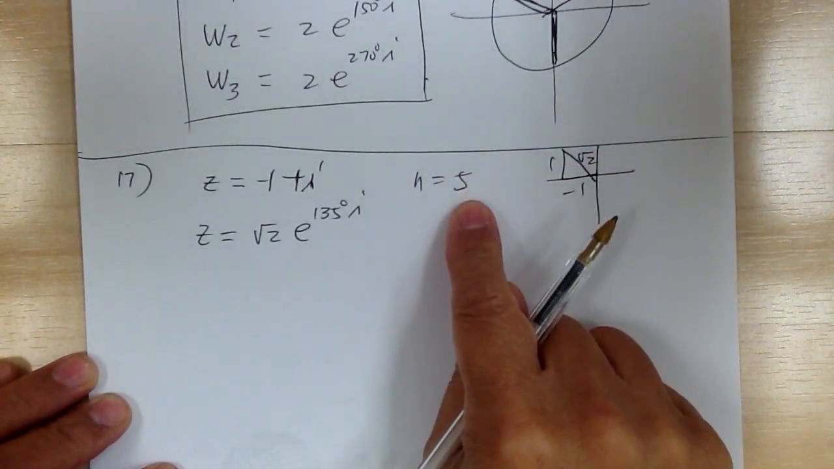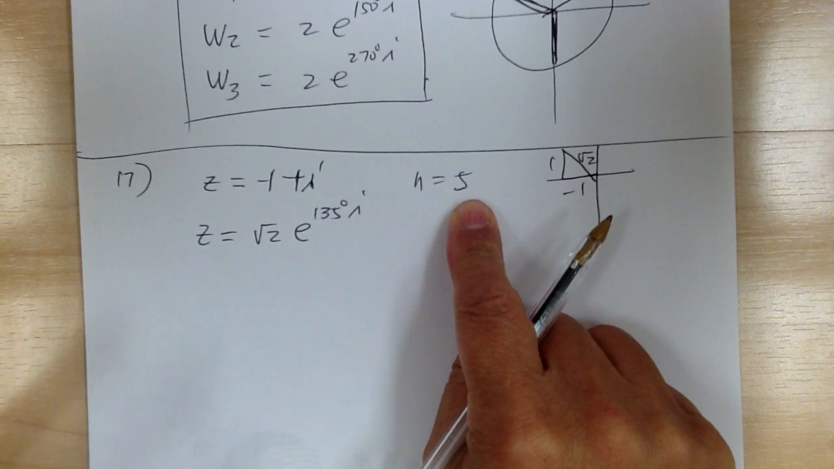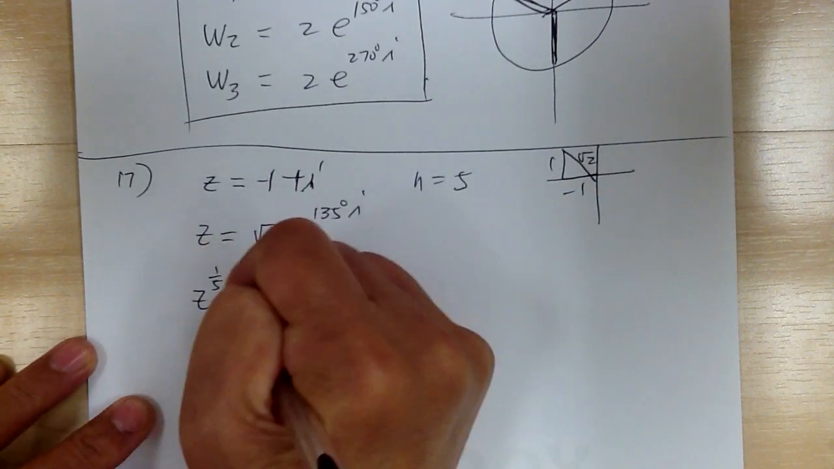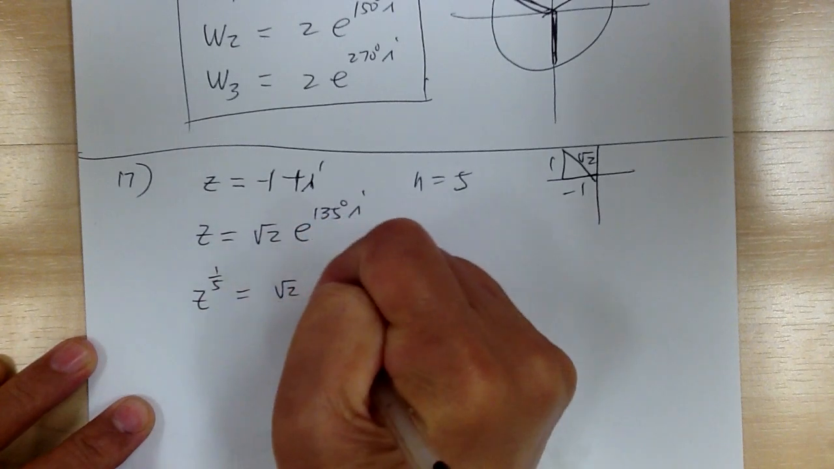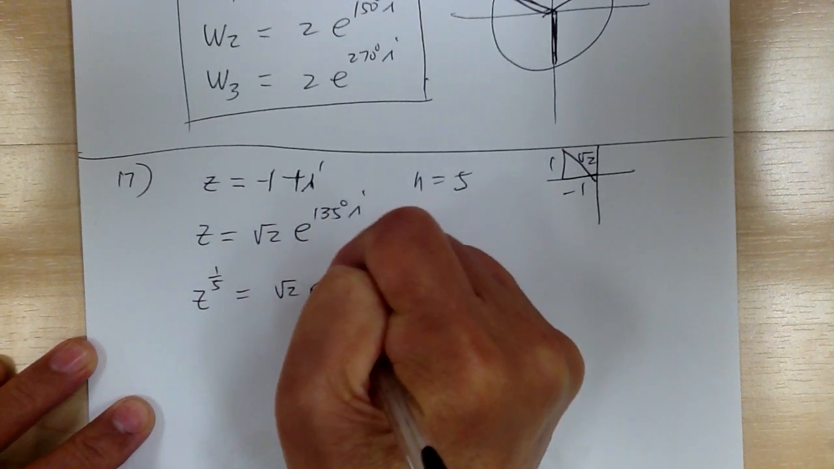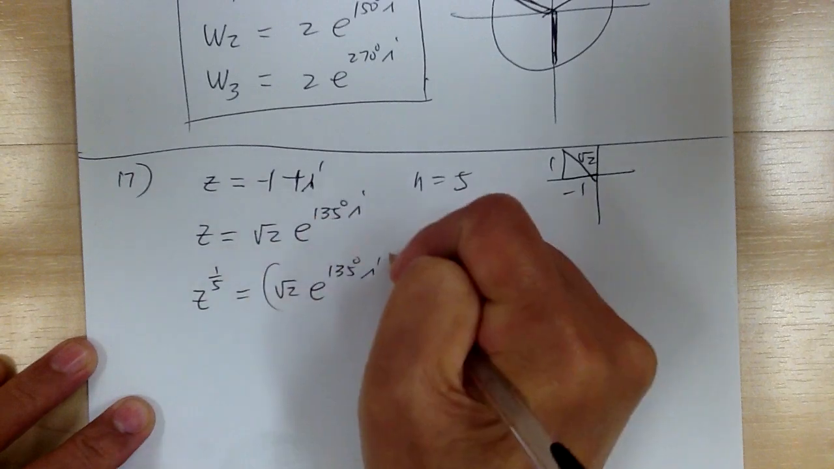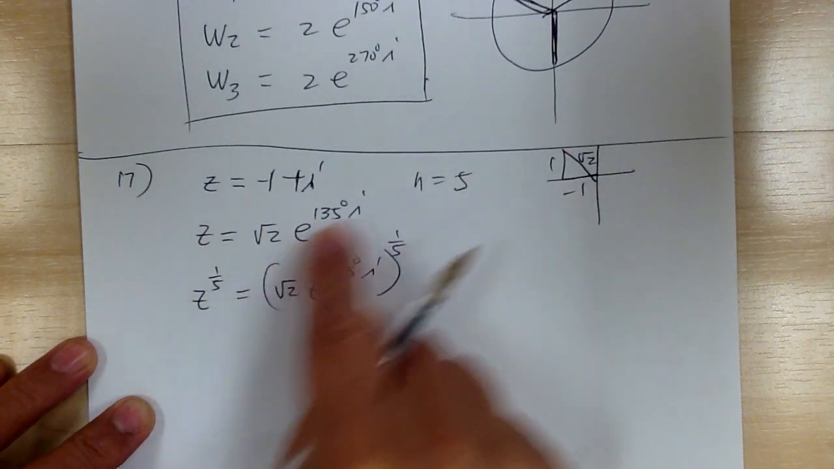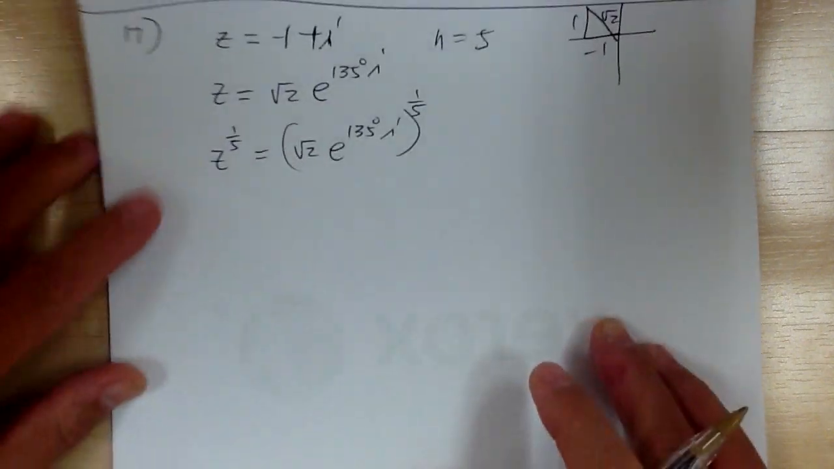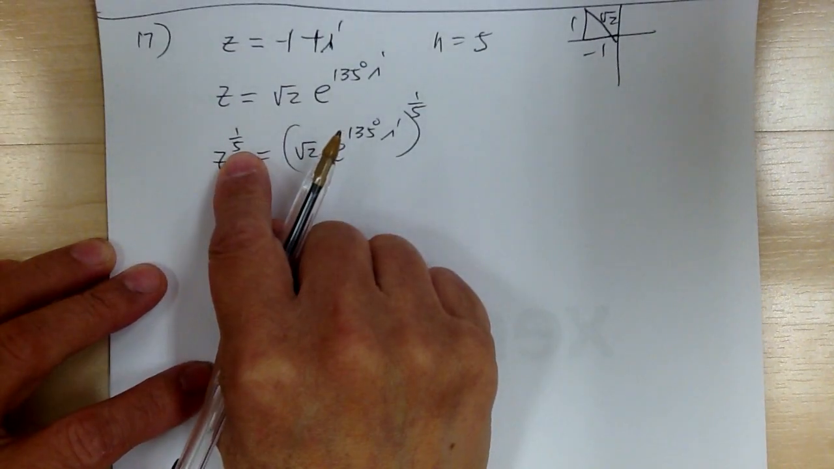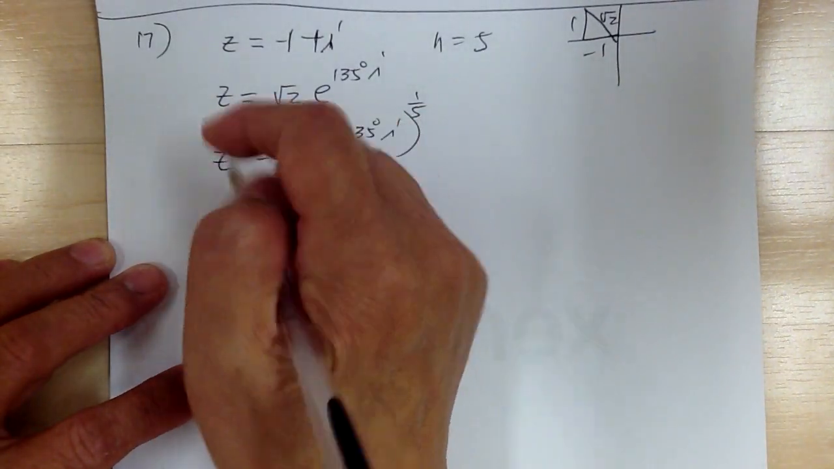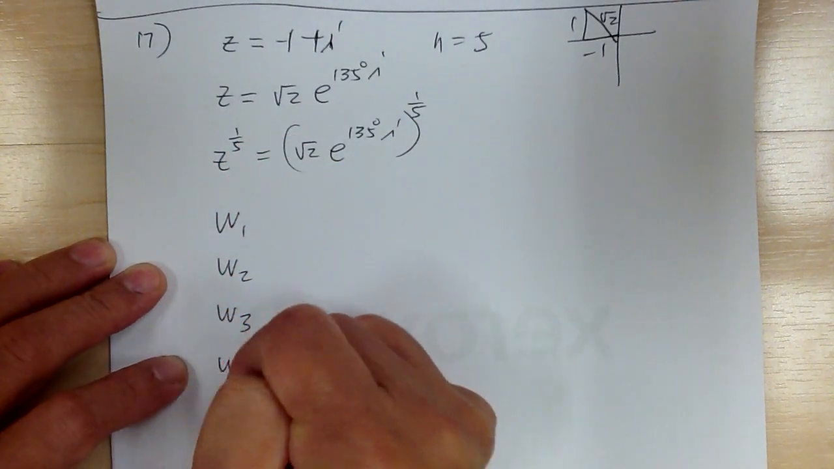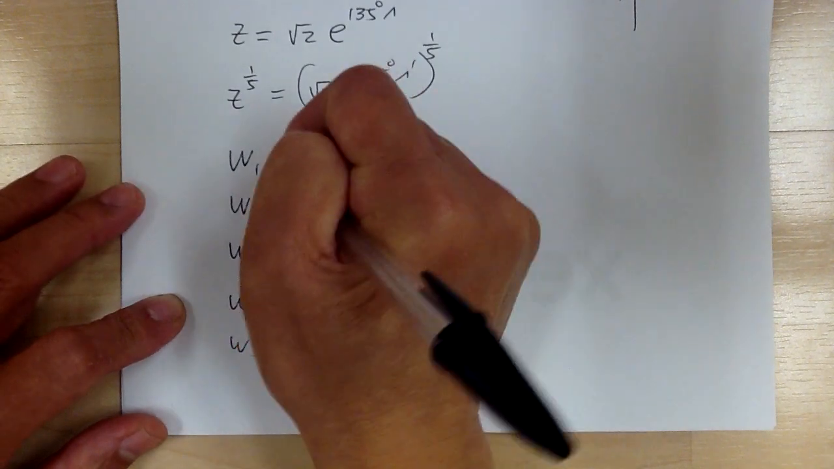So again, when n equal to 5, when you're looking for the fifth root, you're going to get 5 answers. So you take z to the 1 over 5 equal to square root of 2 e to the 135 degree i to the 1/5 power. So copy that again and take it to the 1/5 power. Because when you take the 1/5 power, you're going to get 5 answers: W1, W2, W3, W4, W5.